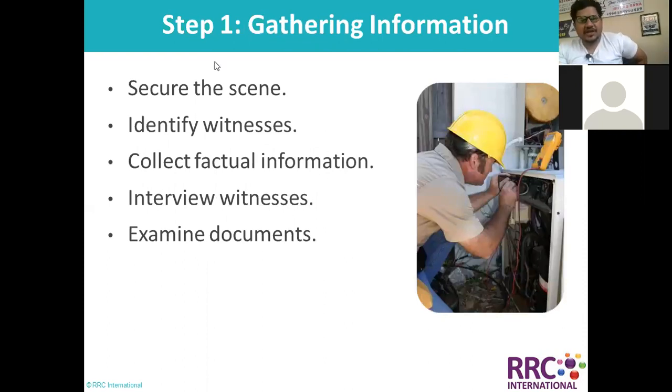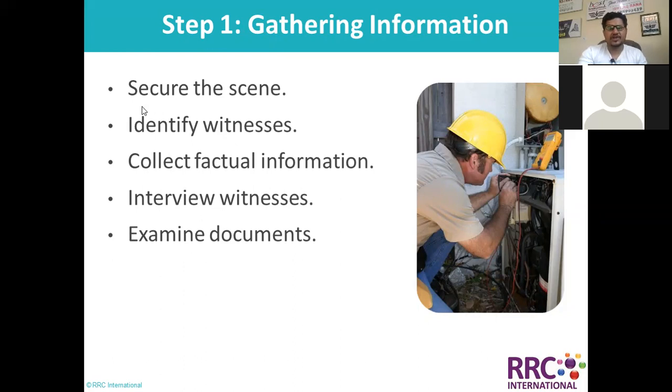Now, let's discuss all the steps. Gathering information: the first step is to secure the scene. Like I mentioned, make sure no irrelevant, unauthorized persons can approach, so better barricade with red barrier tape or any other way. Identify witnesses, collect factual information, interview witnesses, examine documents. So in step one, we have five sub-steps.